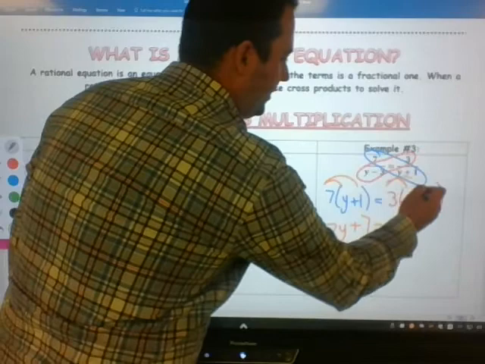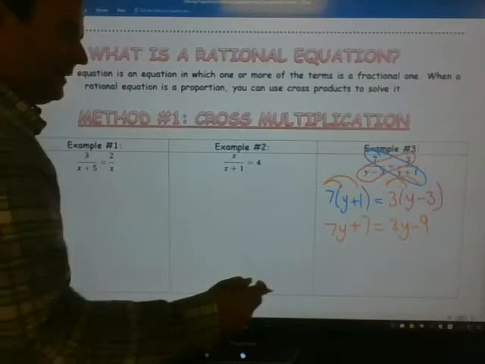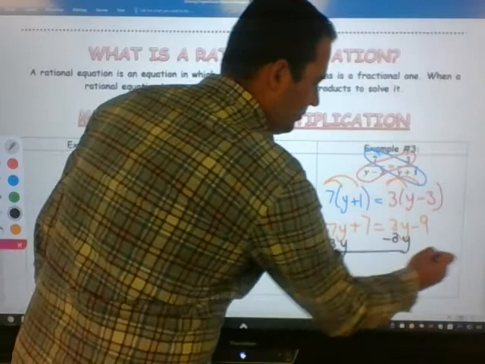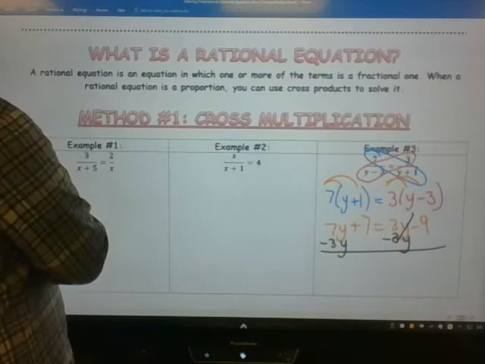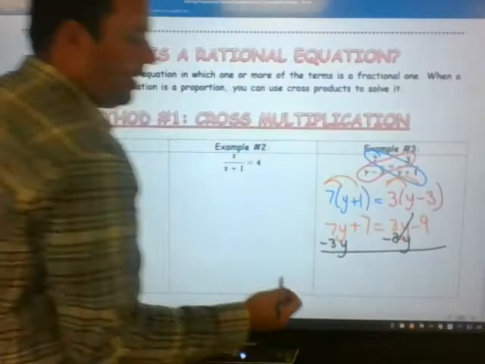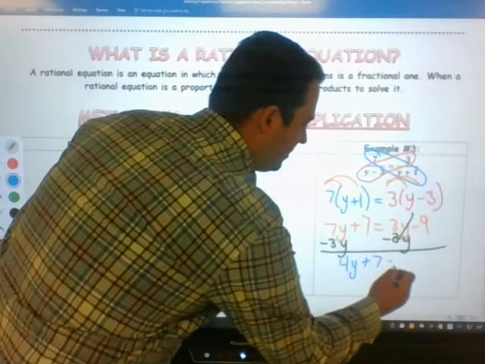Now I'll try and bring the variables to the left side. So we will move that 3y by subtracting it. Notice I'm lining up like terms. And if you want to draw in your lines to separate the two expressions, that's fine. I'm going to start writing it without it. So we have 7y minus 3y is 4y plus 7 equals negative 9.